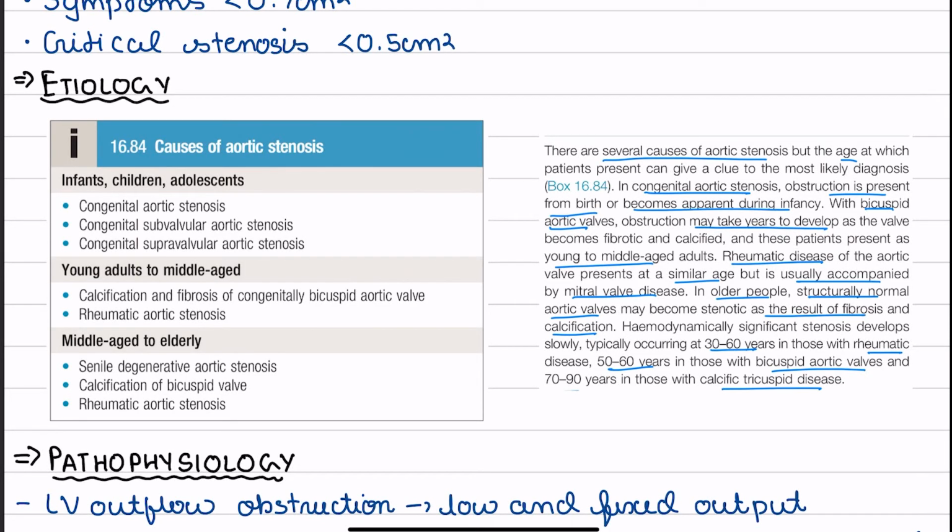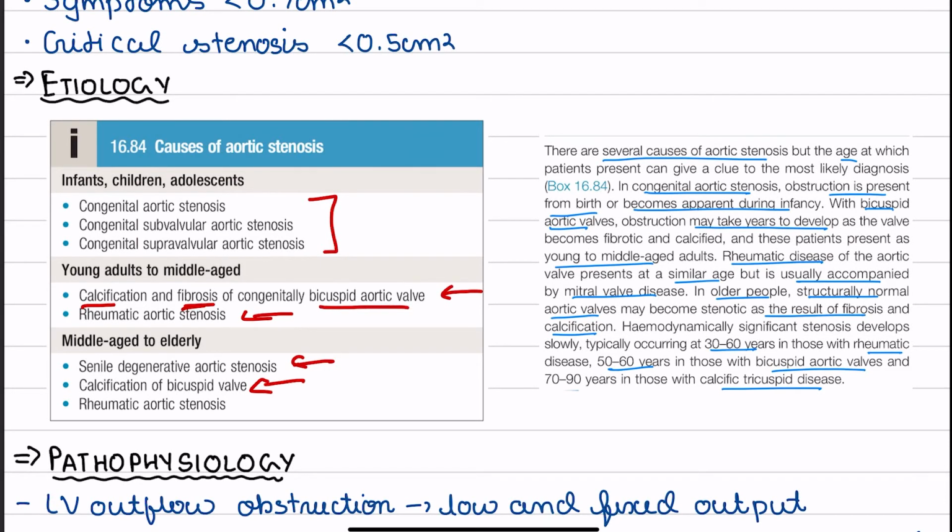Generally we have to remember: in infants and children it's congenital causes, in young adults to middle-aged it is rheumatic fever and calcification of a bicuspid valve, and in middle-aged to elderly it is senile degenerative stenosis, again calcification, and rheumatic aortic stenosis. Now there's something called valvular aortic stenosis. Valvular aortic stenosis basically means the aortic stenosis that occurs due to either calcification or fibrosis of the valves.